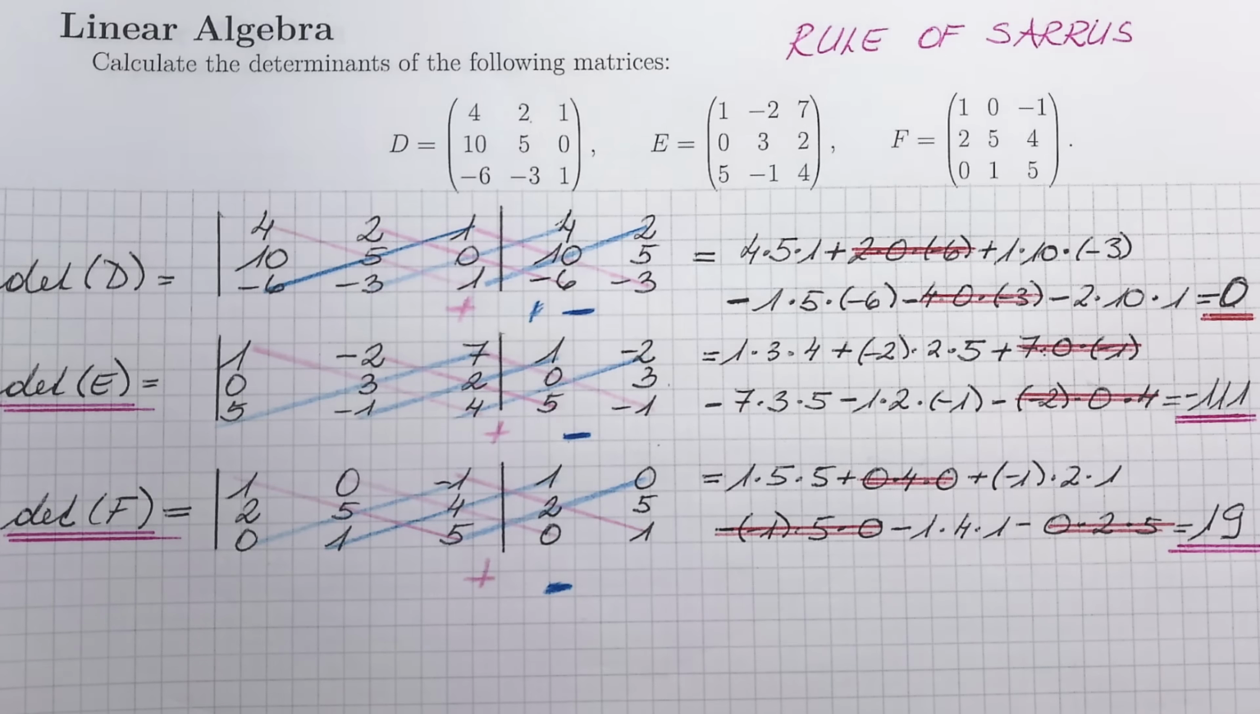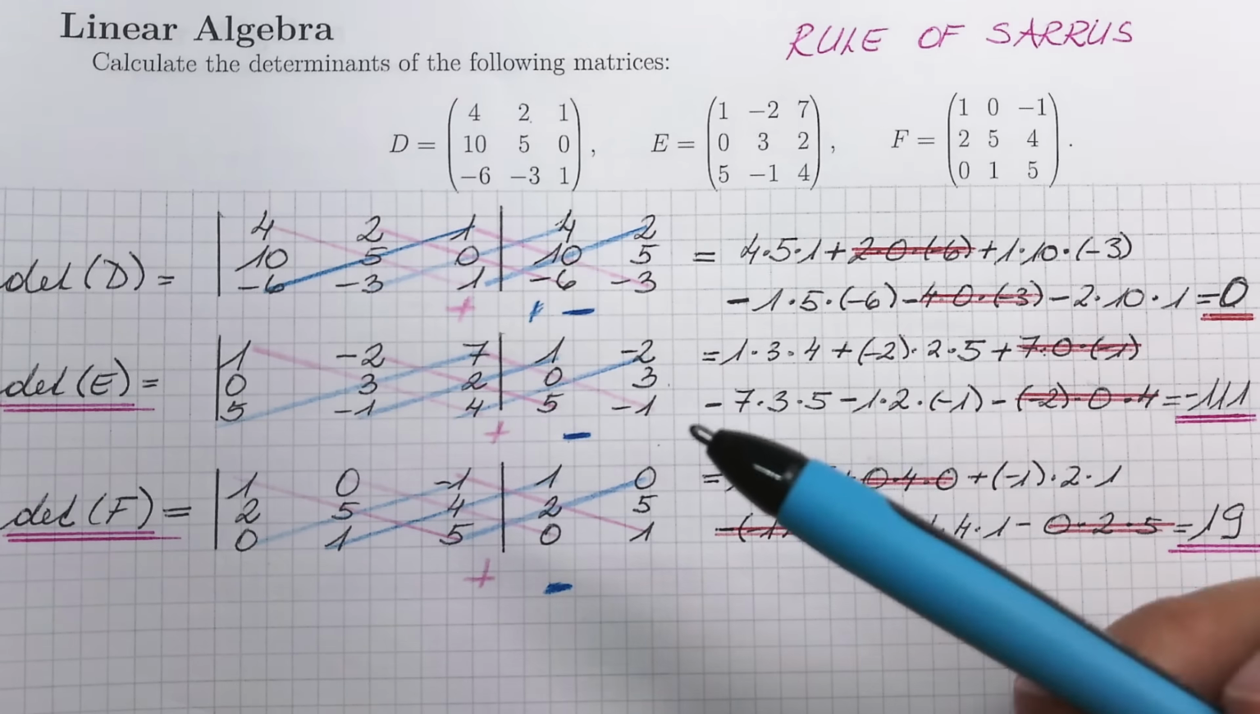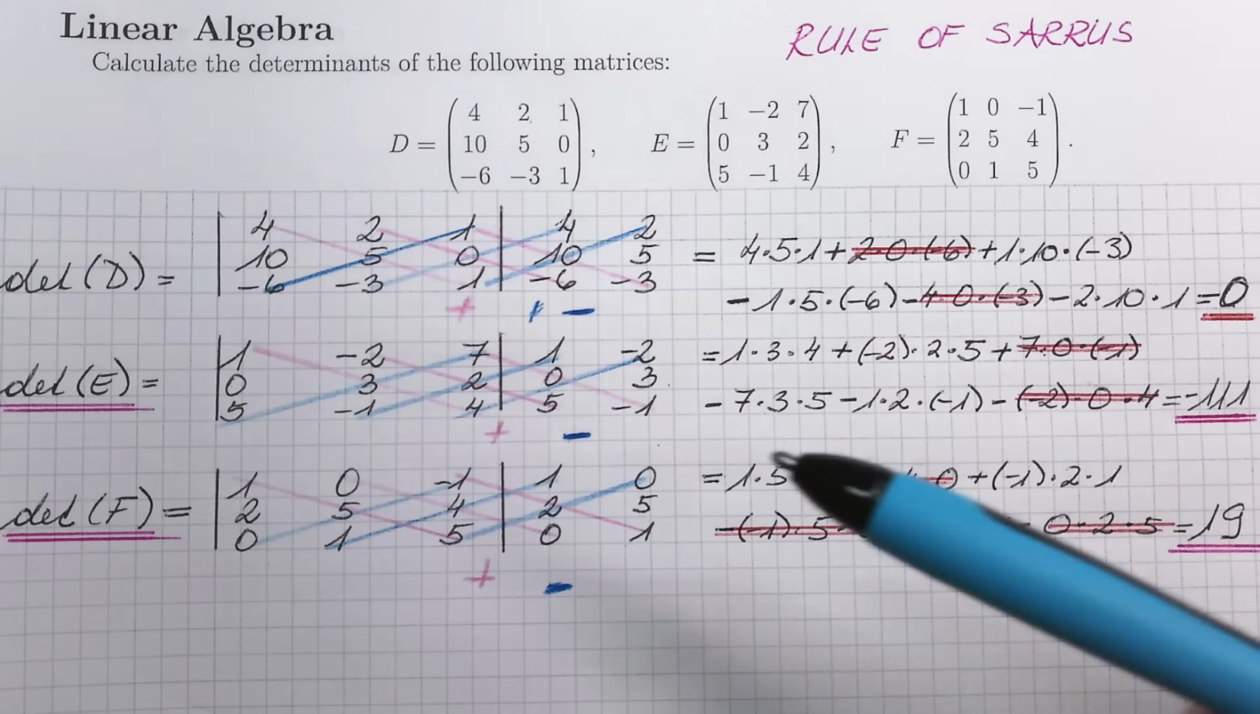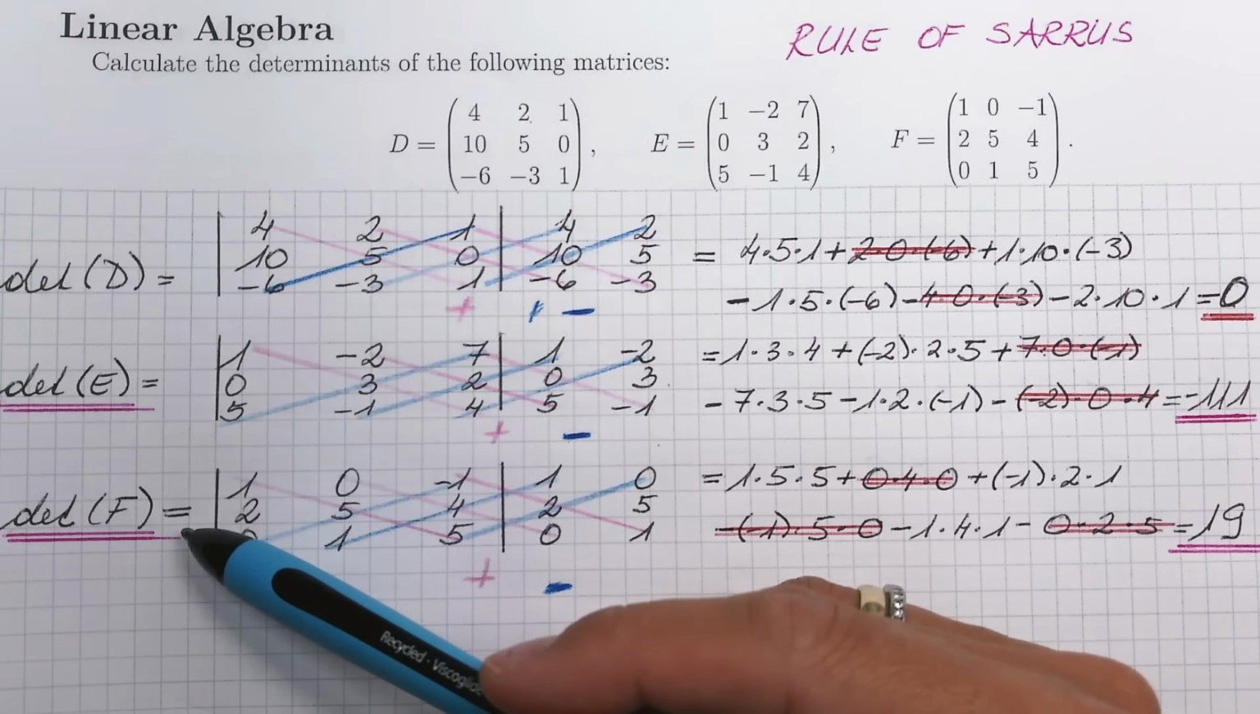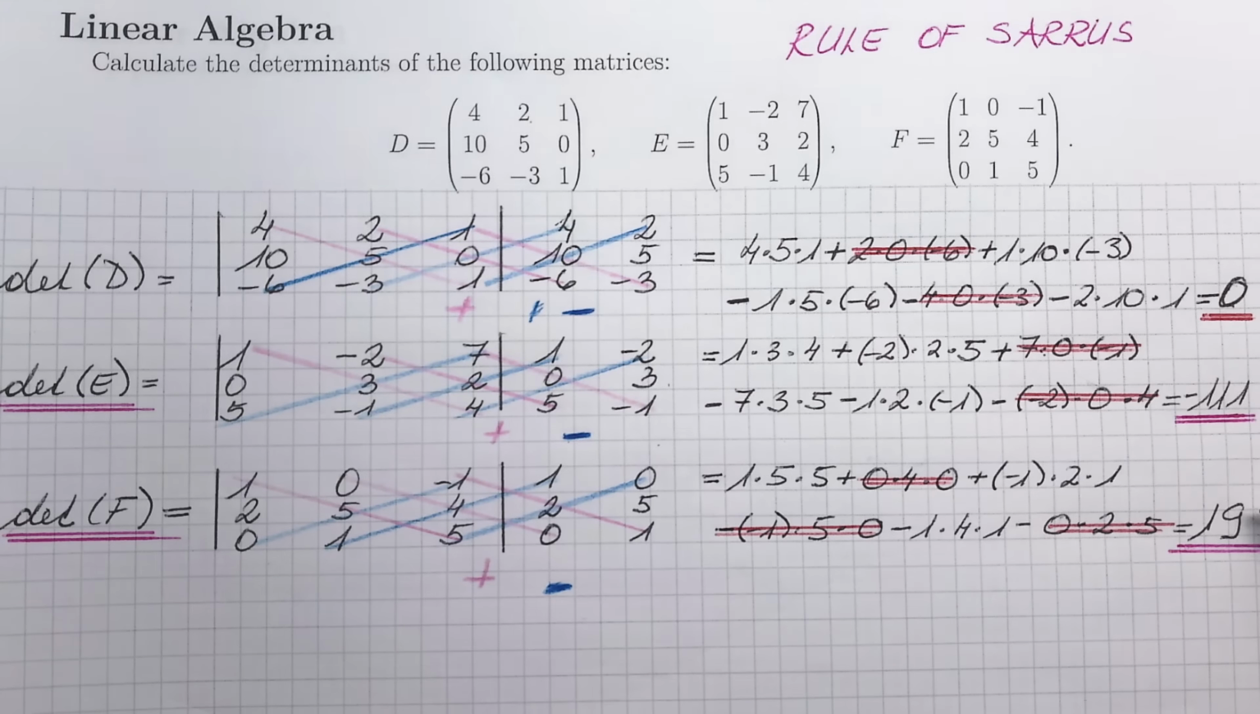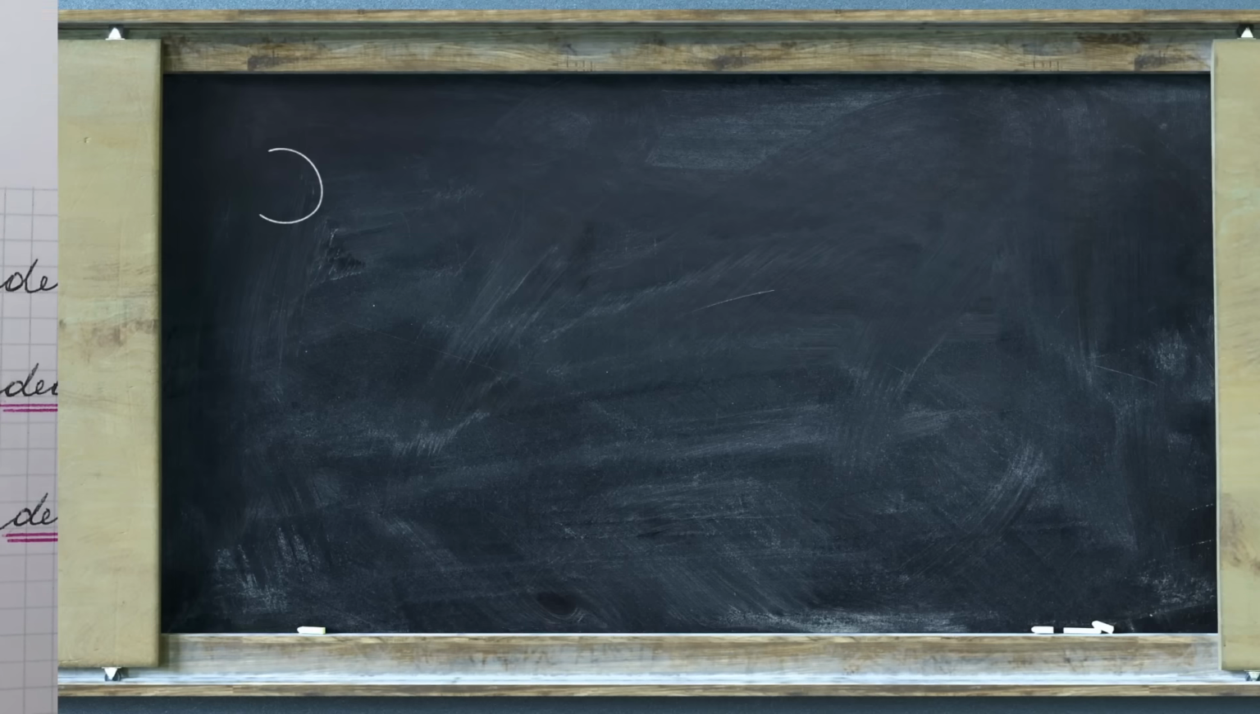And for example, what we could do next is calculate the inverse of matrix E and inverse of matrix F, because they have determinants that are not 0, while we cannot do the inverse of matrix D, as the column vectors are linearly dependent from each other.